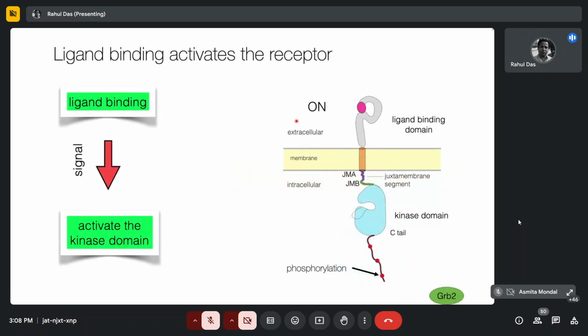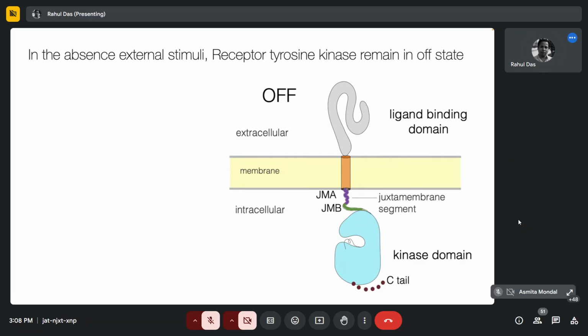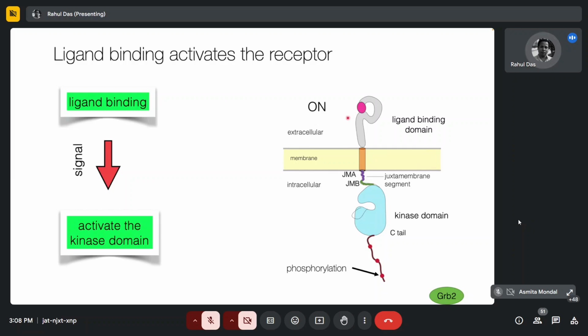Now, when there is a ligand binding here, the binding of the ligand changes the structure. You can observe how the structure has changed, and that turns on this pathway. This is what you call an on state. This is exactly like a switch, an electrical switch, right? They remain in an off state, and you put a signal here, and it turns into an on state. Once it turns into an on state, this catalytic domain here gets activated, and it puts phosphate molecules here.